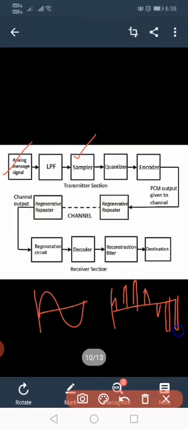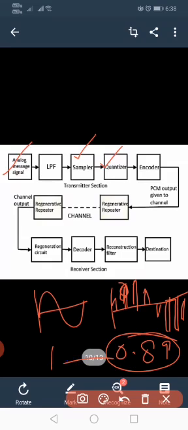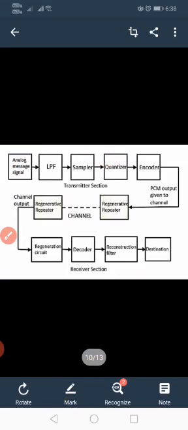These are the samples of a sinusoidal signal. After sampling, a quantizer is used. Quantizer means for each sample we are rounding off to the nearest value. If the amplitude value is 0.89, the nearest value is 1. So rounding off the value to its nearest value is called quantizing. After quantizing we go for encoding.